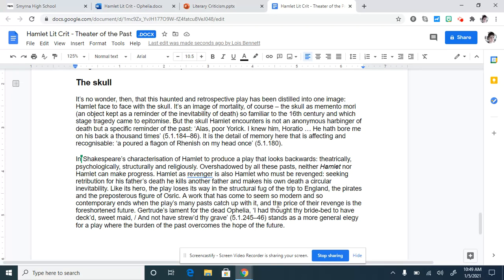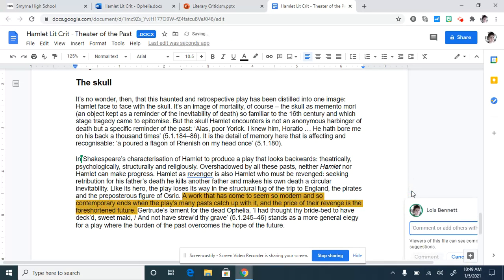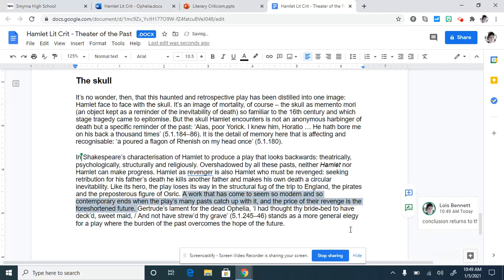A work that has come to seem so modern and so contemporary ends when the play's many pasts catch up with it, and the price of their revenge is the foreshortened future. That is the conclusion of the thesis. That is, if you're looking for what the thesis is and you can't find it in the introduction, look in the conclusion.